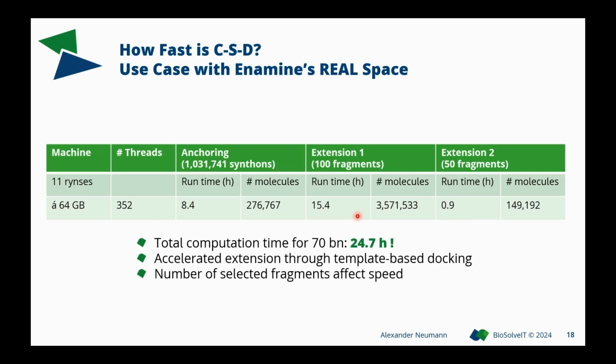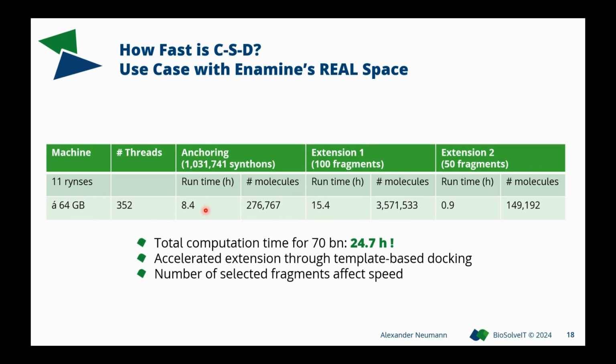But to give you an idea about how fast things can be with chemical space docking, this is a use case that we have examined in-house, namely with Enumerated REAL Space, 70 billion compounds. We are using 11 Windows machines with 64 gigabytes of RAM each, which comes to 352 threads. If we initiate the chemical space docking, we are docking 1 million compounds. Those are the building blocks that we have to work with. This is the most time-consuming step in theory. After docking 1 million compounds, around 280,000 survive. And this whole process takes us, with this setup, approximately 8.4 hours.